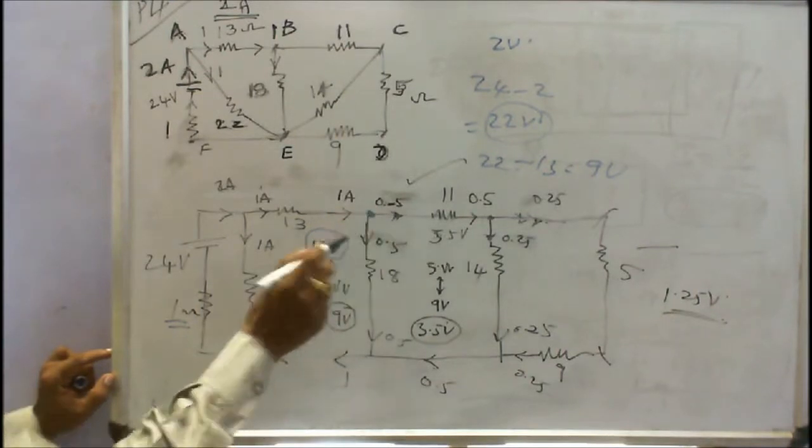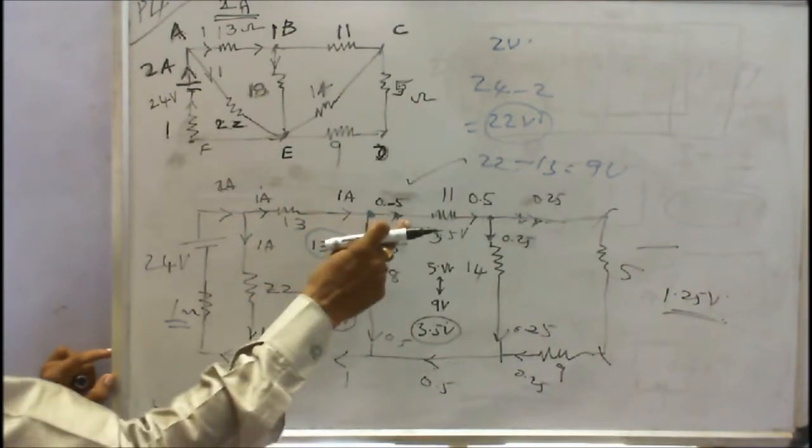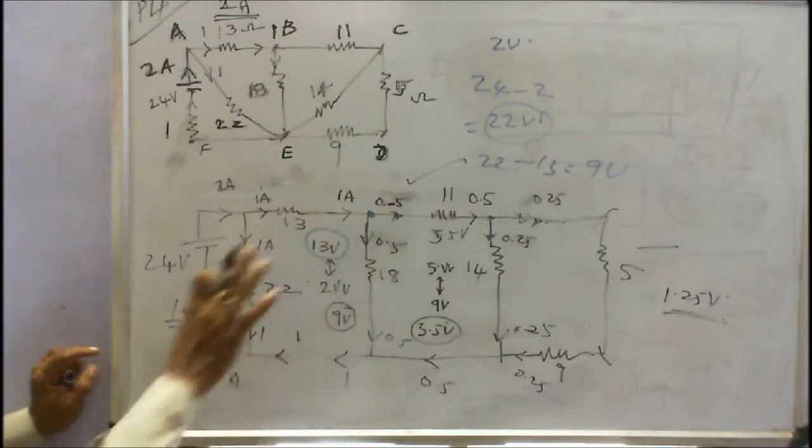Again I check Kirchhoff's law. Current towards the junction is 1. Current leaving the junction is 0.5 plus 0.5, 1. The problem is correct.